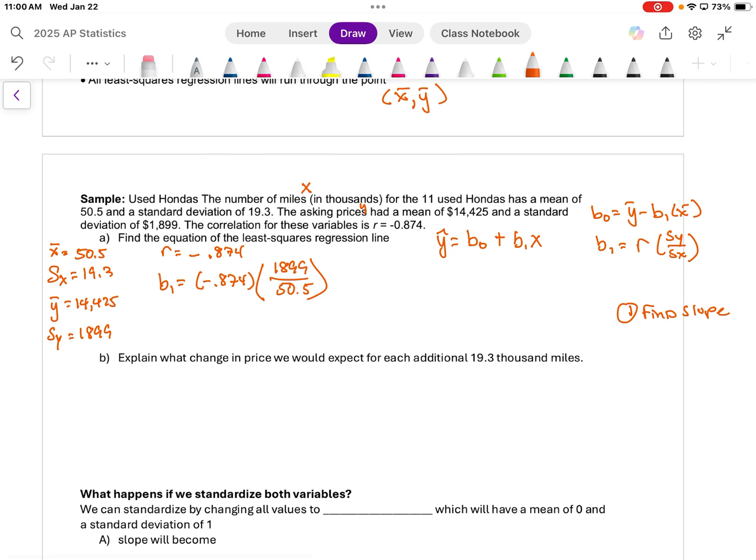Now that part just becomes a calculator activity, okay? This is what I got for the slope, b sub 1, is 85.996 by doing that out, okay? Now, is it a negative or a positive? And how do we know?